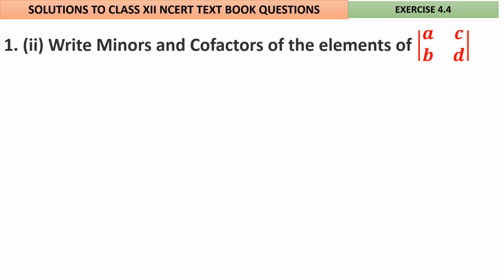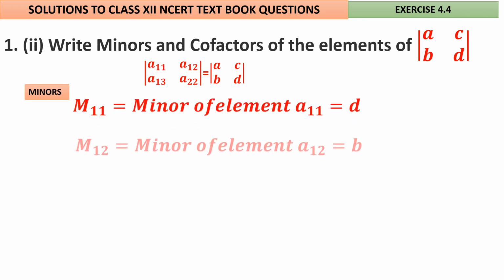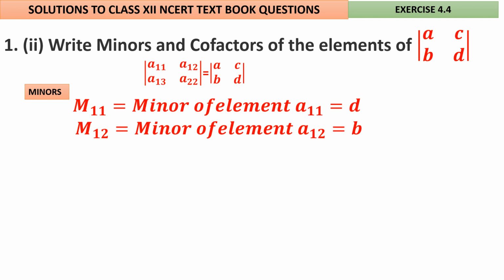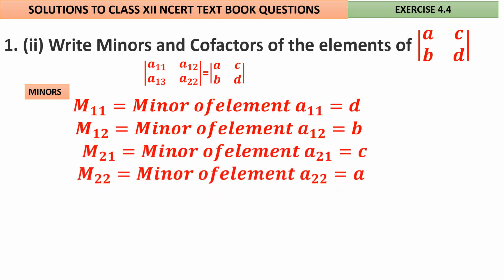Number 2, once again we have been given A, B, C, D. Let us find the minors first. For M11 it is D. For M12 it is B. For M21 it is C. For M22 it is A. How to get the cofactors now?